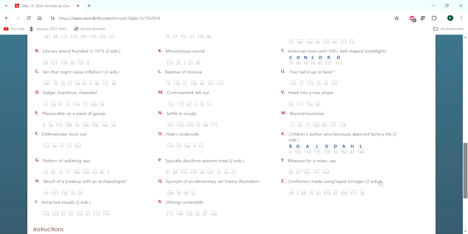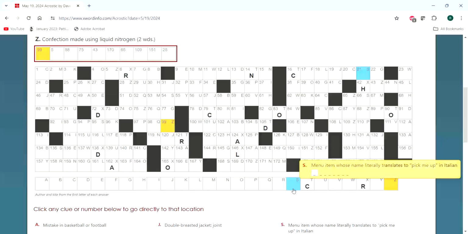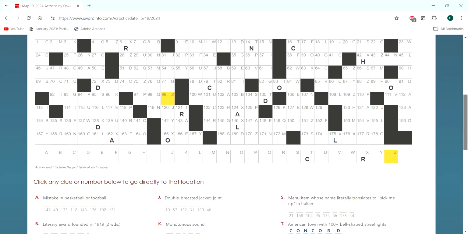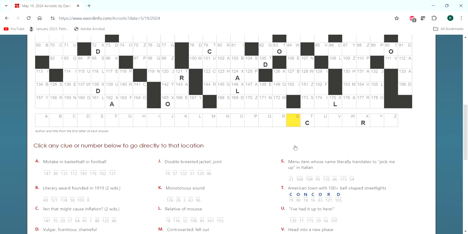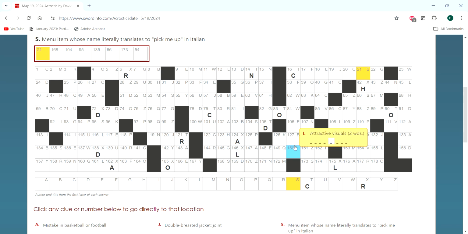Confection made using liquid nitrogen. What do you make with liquid nitrogen? I know there's a type of ice cream that creates a confection that way. Thought I knew that one. Menu item whose name literally translates to "pick me up" in Italian. Don't know that one either.